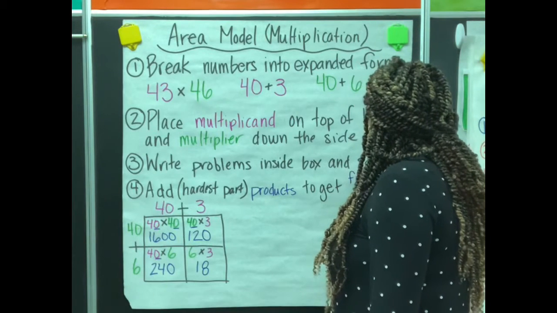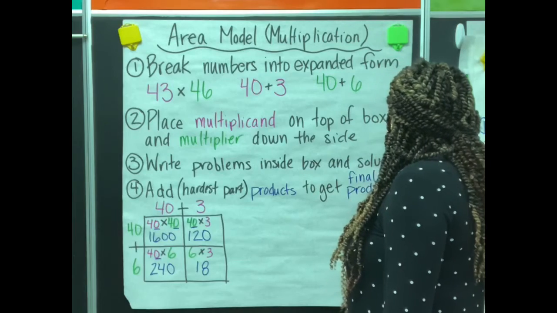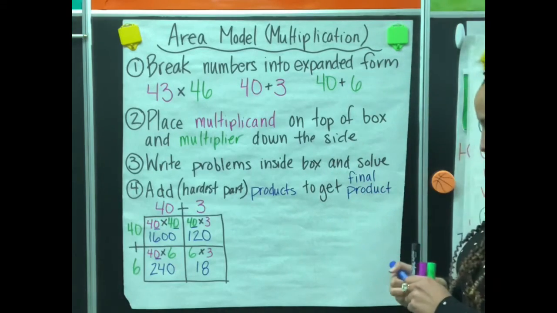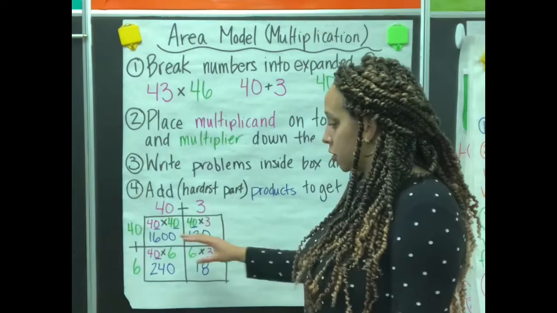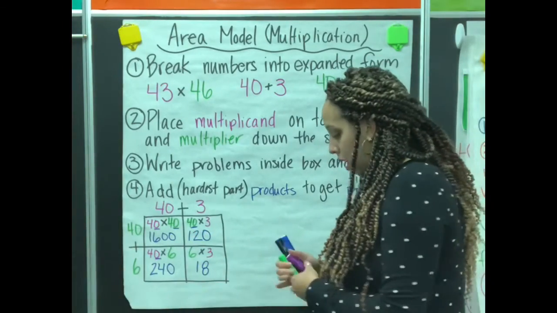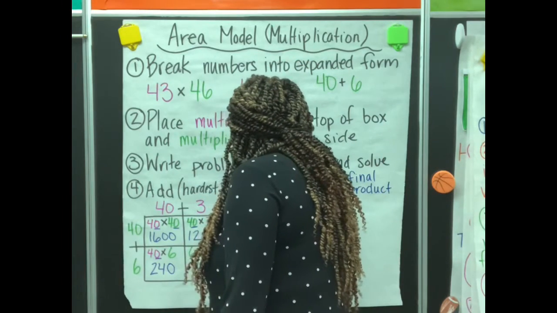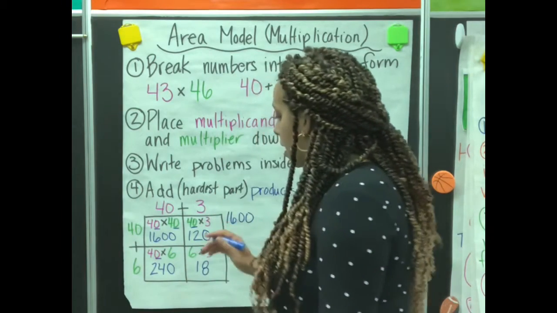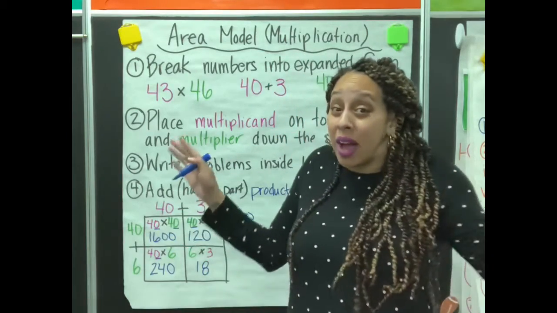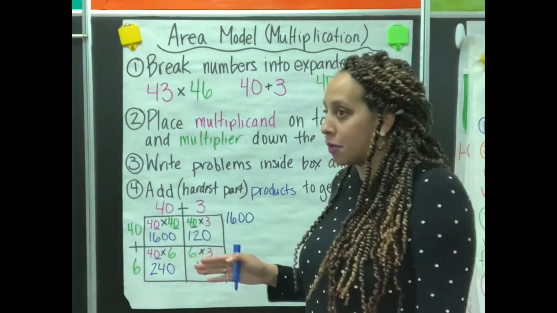To get our final, we're going to call it our final product. So yes, these are products and that's part of multiplication, but we have to now add these up. So what we do is we pull them out of the box. We pull out our products. So we have 1,600. And then we're going to do what? We're going to line them up because we have to make sure we're adding the correct place value.